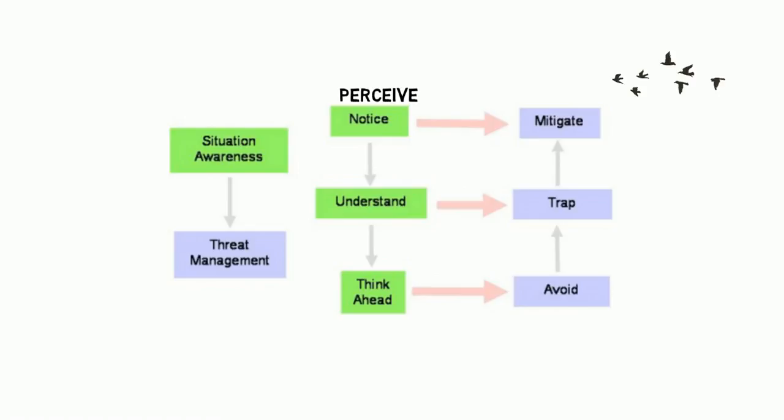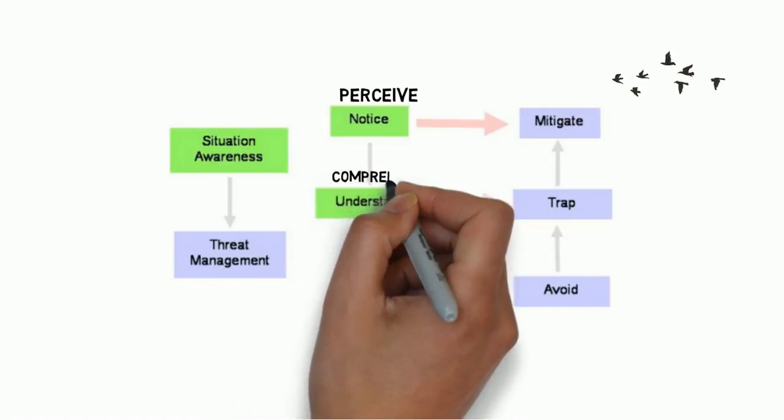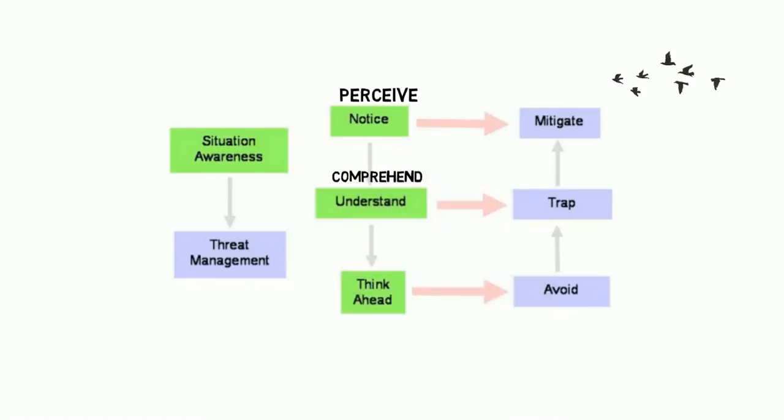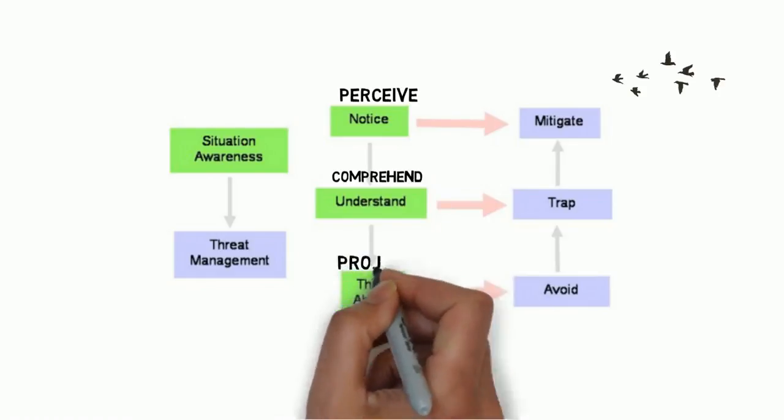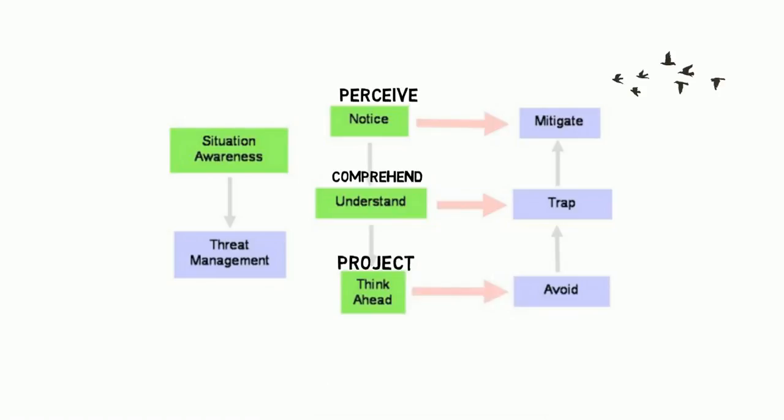So referring back to the Endsley model, step number 1 is where we perceive the situation, so we notice what is going on around us. Secondly, we then try and understand or comprehend the information. And thirdly, based on our understanding of what we've perceived, we then project or think ahead the plan of action.